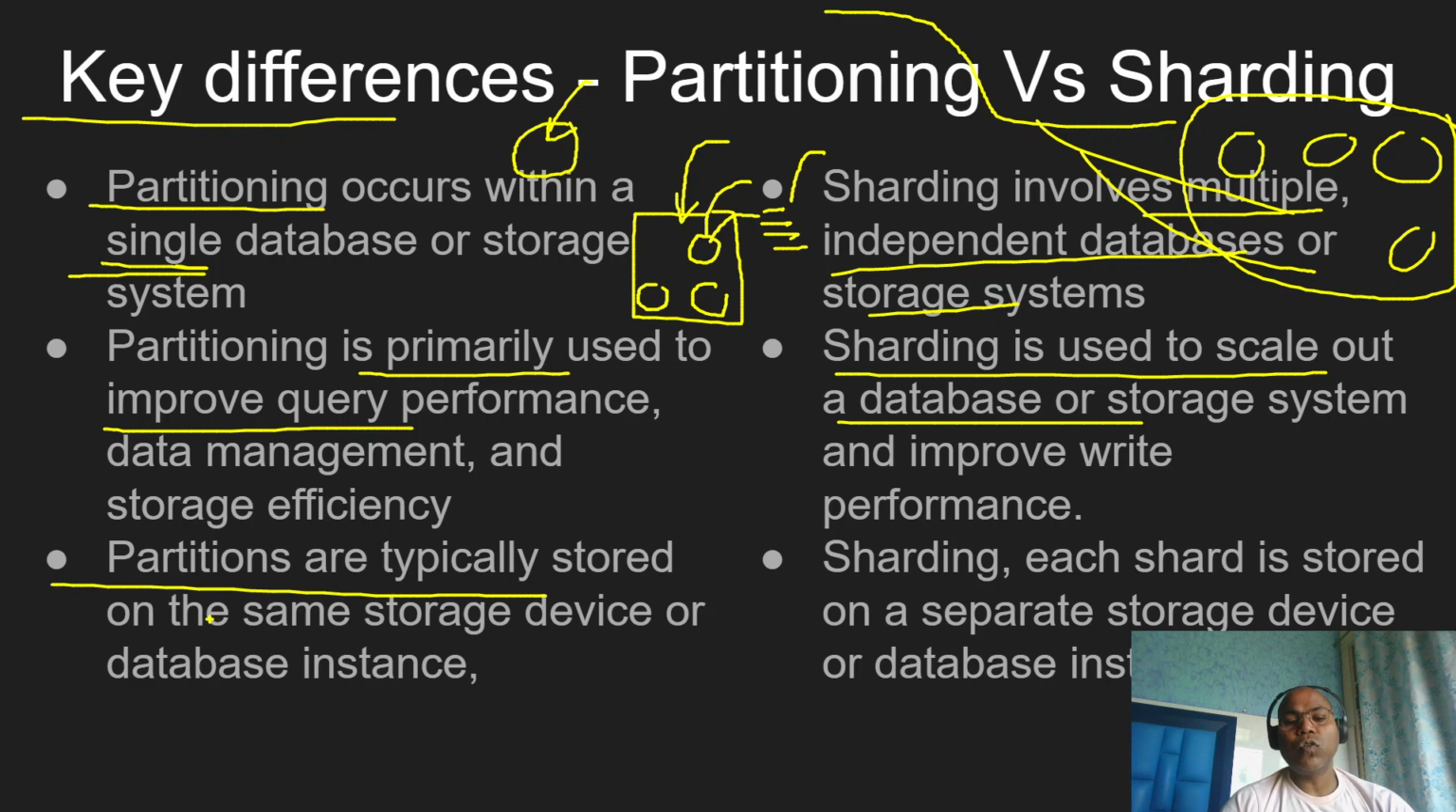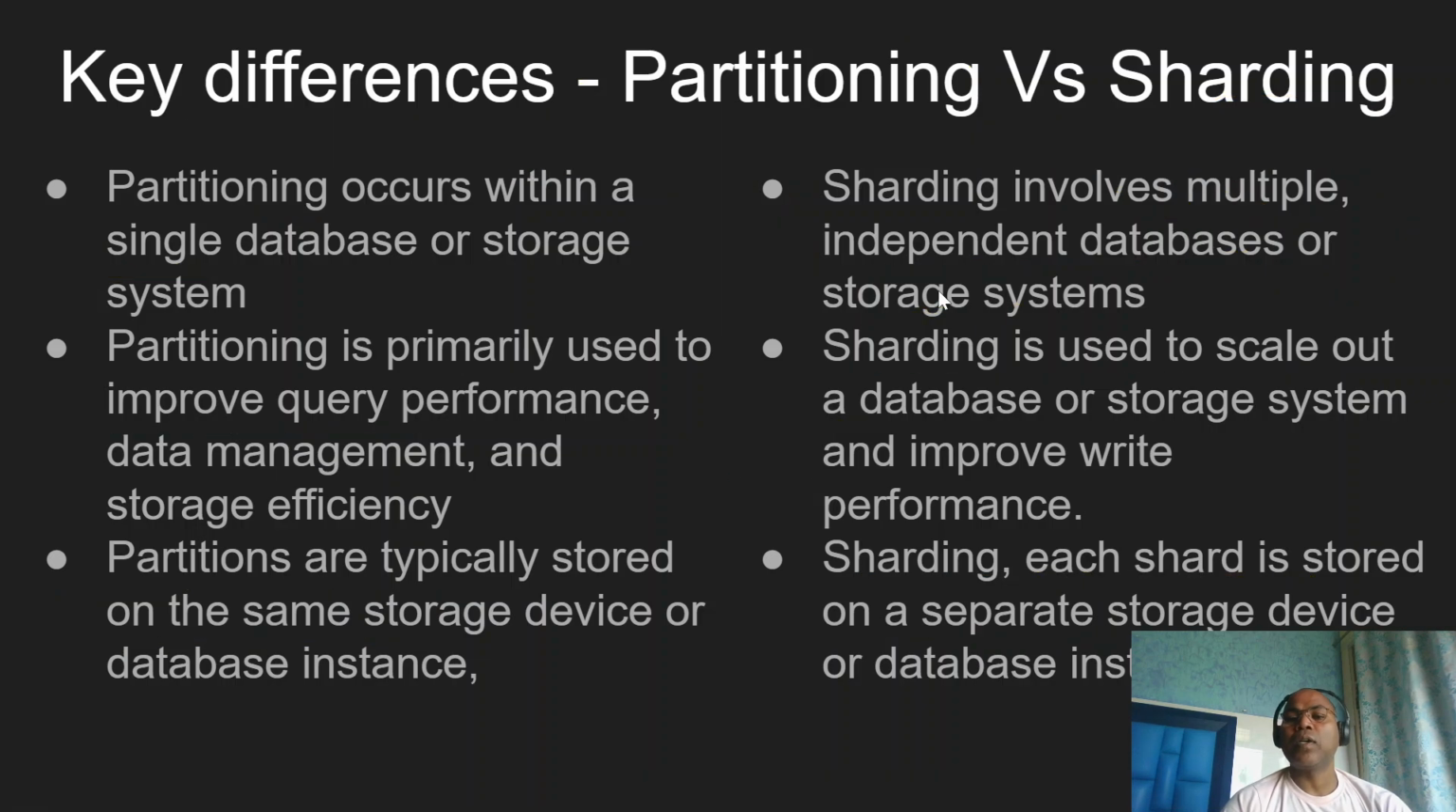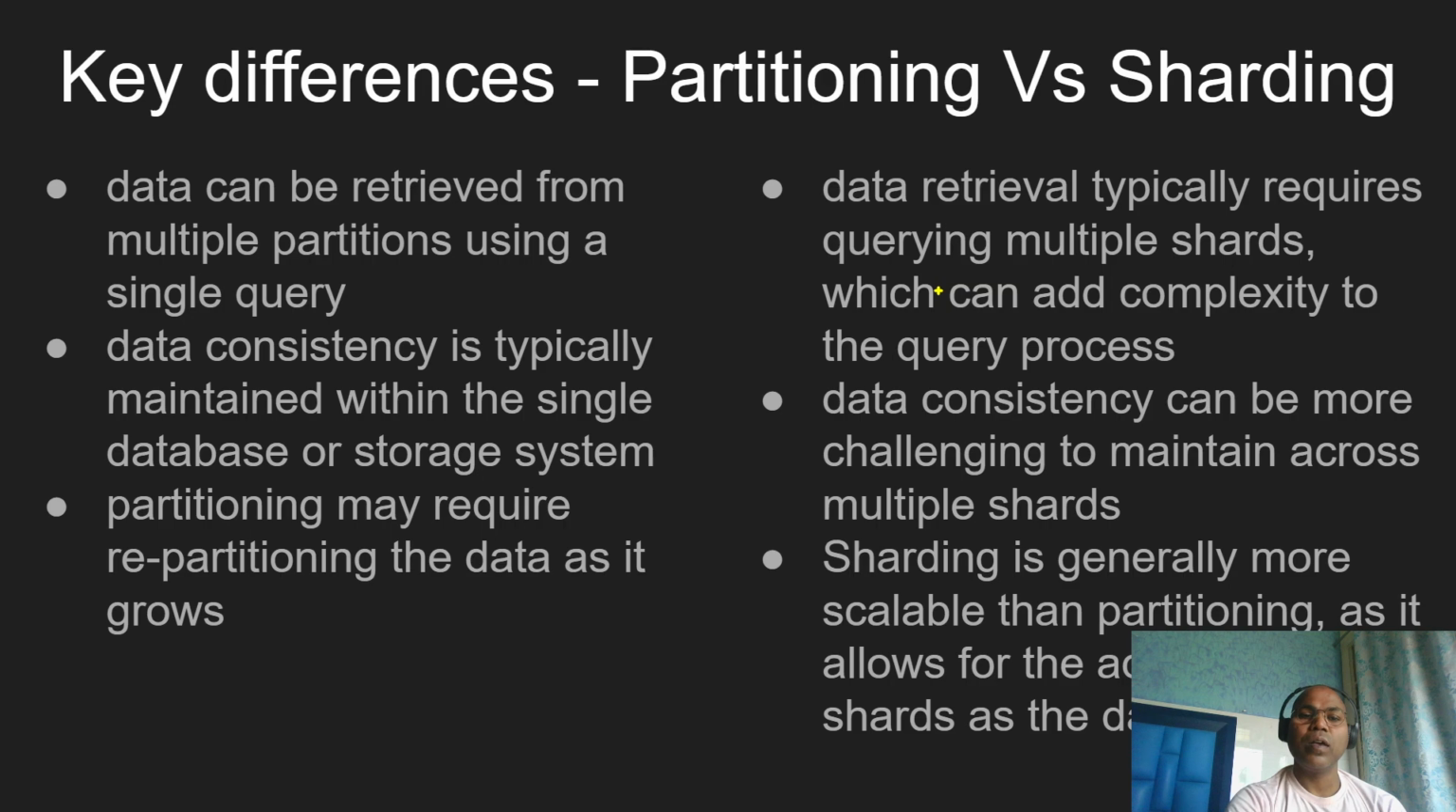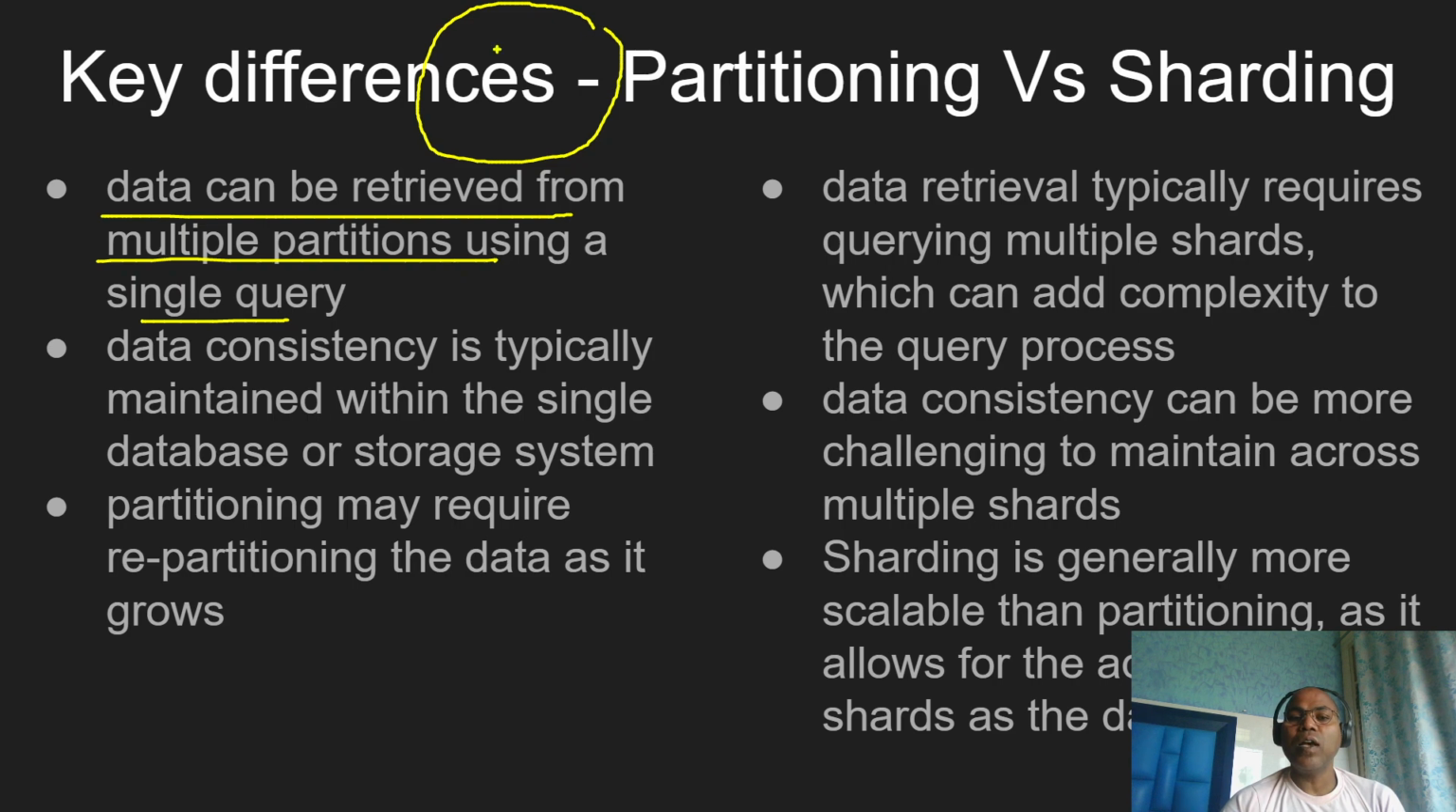Partitions are typically stored in the same storage location, same database, or same instance. Sharding data is generally stored in separate volumes, separate servers, separate databases. Data can be retrieved from multiple partitions in a single query because it is only one server. In one database you can have table one, table two, table three, table four, and one query can get data from multiple tables.